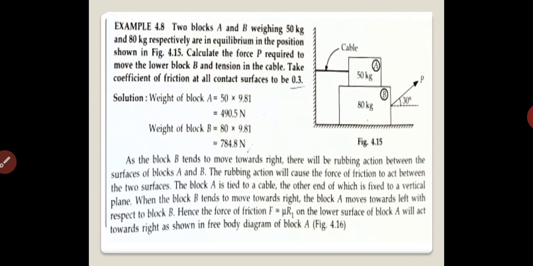First, calculate the weights. That is 50 into 9.81, that is 490.5 Newton, and the weight of block B is 784.8 Newton. As the block B tends to move towards the right, there will be a rubbing action between the surfaces of block A and B. The rubbing action will cause the force of friction to act between the two surfaces. The block is tied to a cable, the other end of which is fixed to a vertical wall.